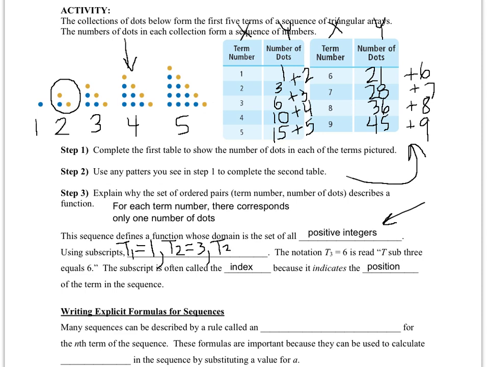T sub 3, that third term, has 6 dots. It equals 6. The notation T sub 3 equals 6 is read T sub 3 equals 6, just like I was reading them. The subscript is often called the index. So that 1, or that 2, or that 3, that's called the index because it indicates the position of the term in the sequence. In other words, the first term, or the second term, or the third term, we could write the 9th term as T sub 9 equals 45. Knowing that the 9 is the index and it indicates that it's the 9th term.